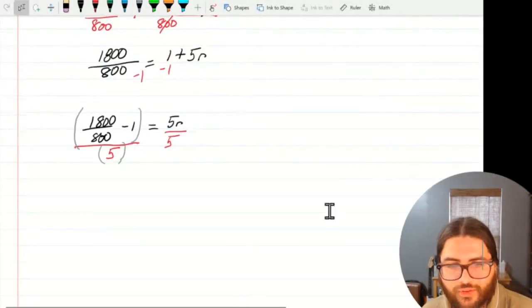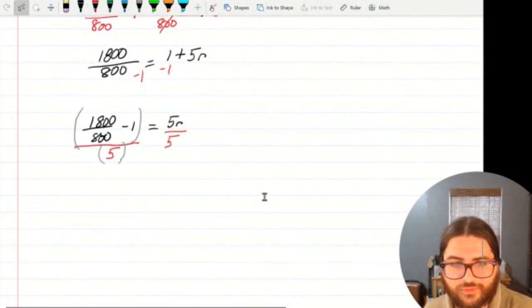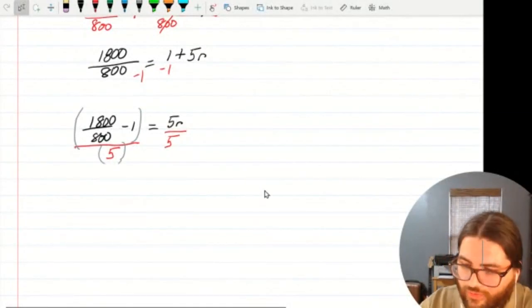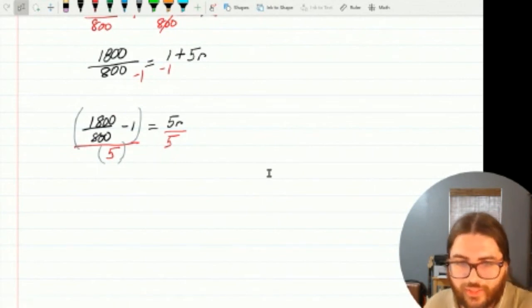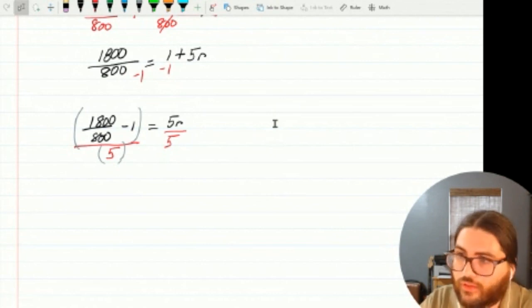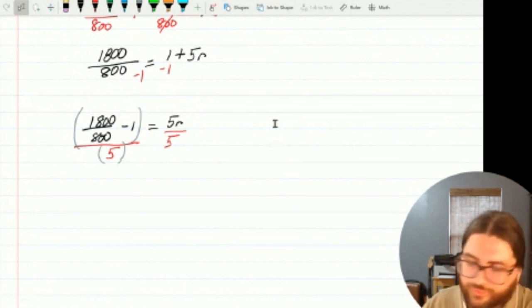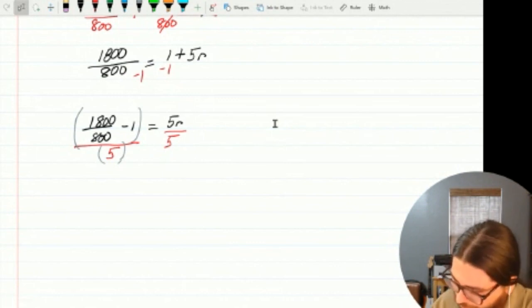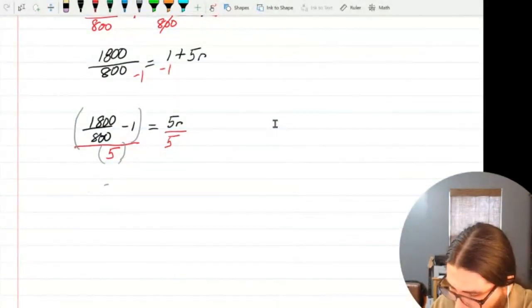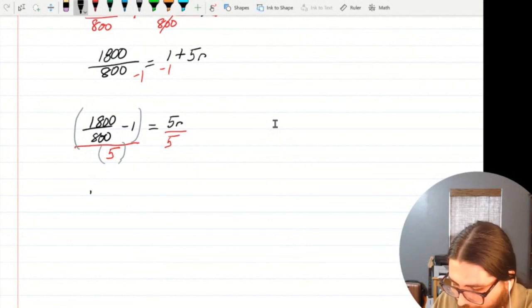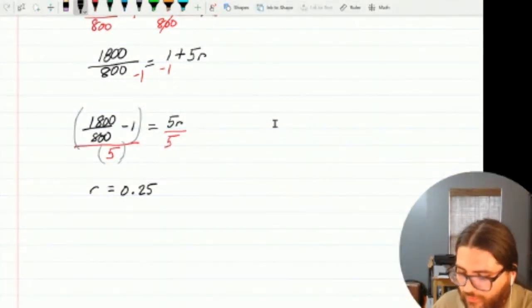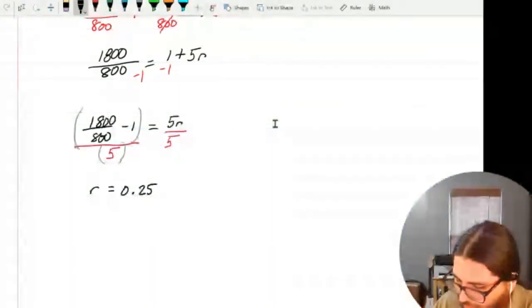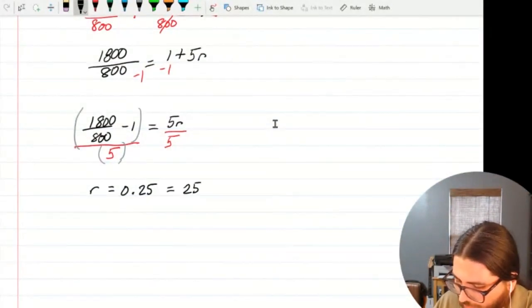So let me type this into my calculator. I'm going to do parentheses 1,800 divided by 800 minus 1. I'm going to let my calculator handle the order of operations there, divided by 5. And my calculator tells me, oops, still writing in gray. My calculator tells me R equals 0.25. So we'll make that into a percent. Which way? To the right. So that is 25%.